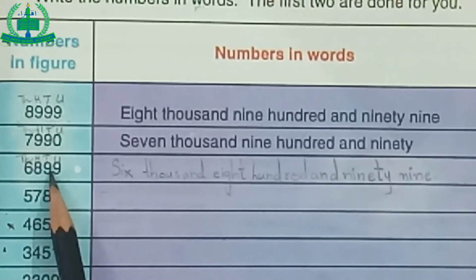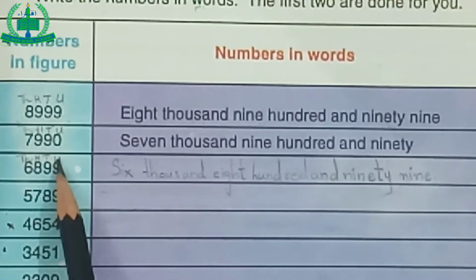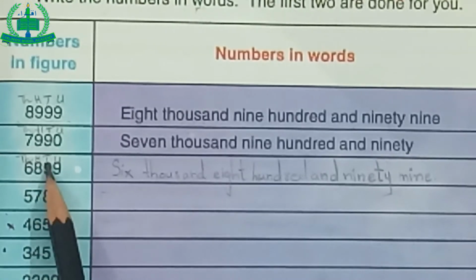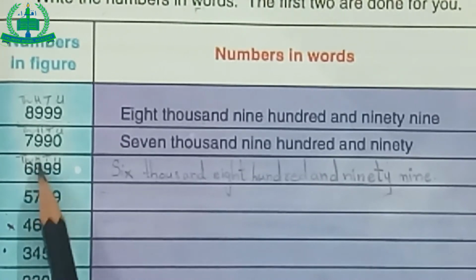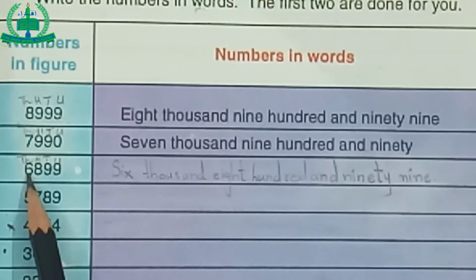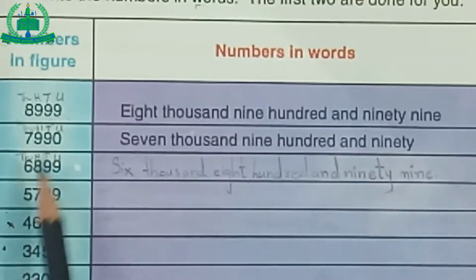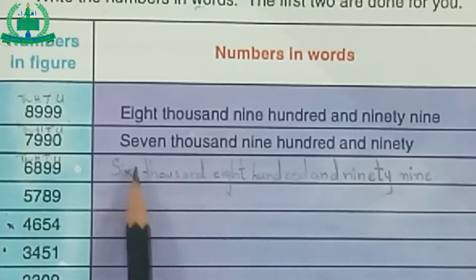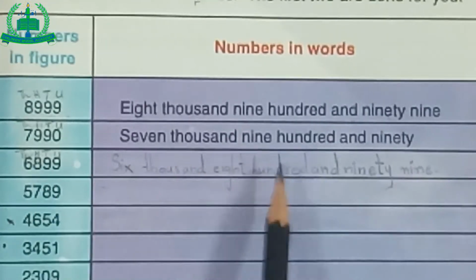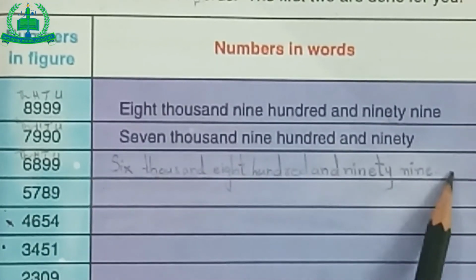The third is 6899. Mention place value. 9 is unit, this 9 is 10, this 8 is 100 and 6 is 1000. Now write in words. 6899.